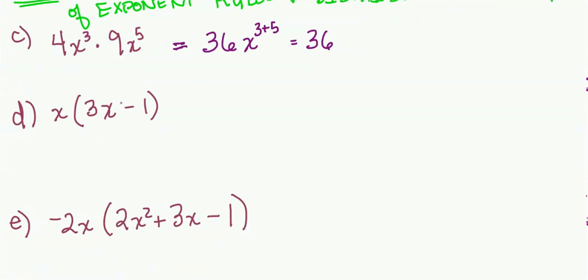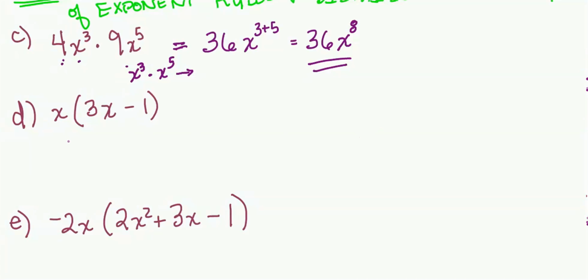Okay, so if we look at C there, I've already begun. We have 4x cubed times 9x to the 5th. Of course, we want to go ahead and multiply 4 and 9. That gives us 36. And then x cubed times x to the 5th. Remember, when you multiply exponential forms straight across, we add the exponents. So that's why I have this second step in there. So that'll be x to the 8th power. 36x to the 8th. That's my answer.